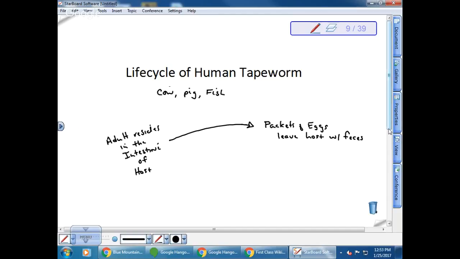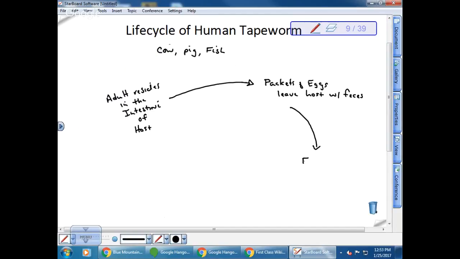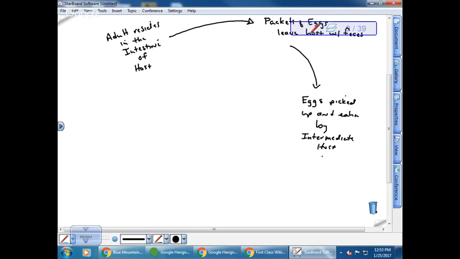This isn't your life cycle. So then, the eggs are picked up by the intermediate host. And eaten. So that intermediate host could be a cow, where there's human waste and manure, right? Or pig or fish. So from the intermediate host, the eggs hatch out and the larvae encyst in skeletal muscle.